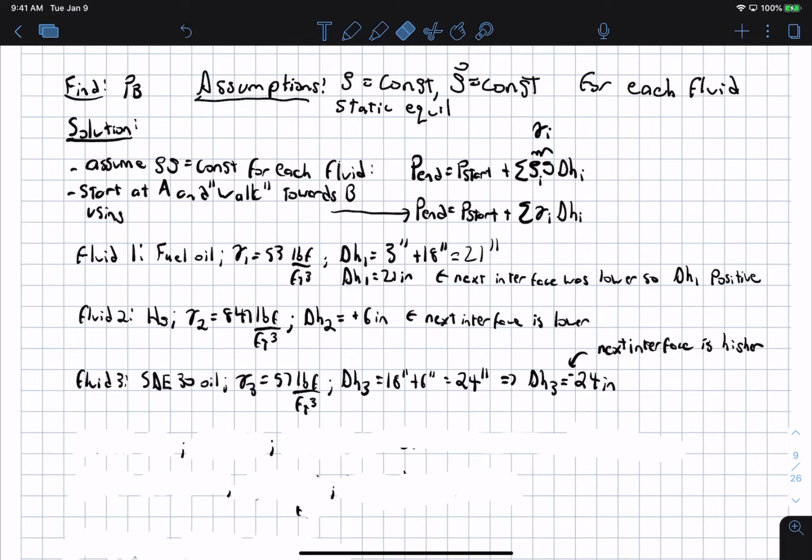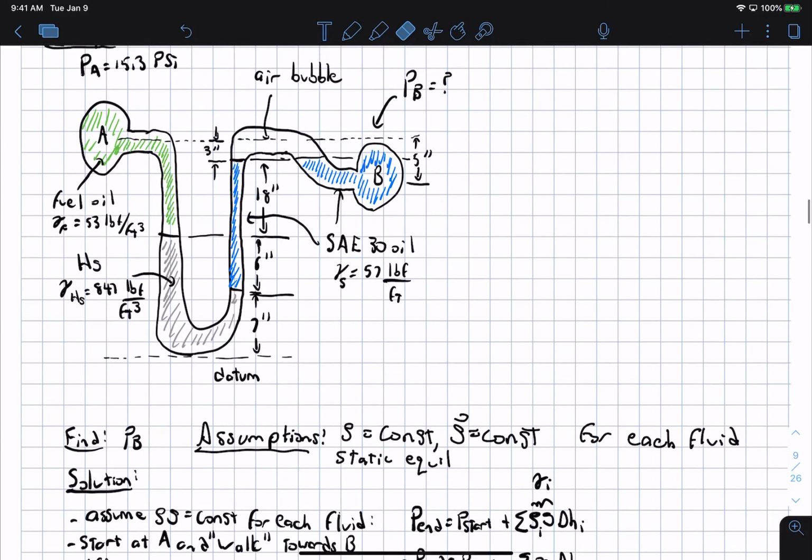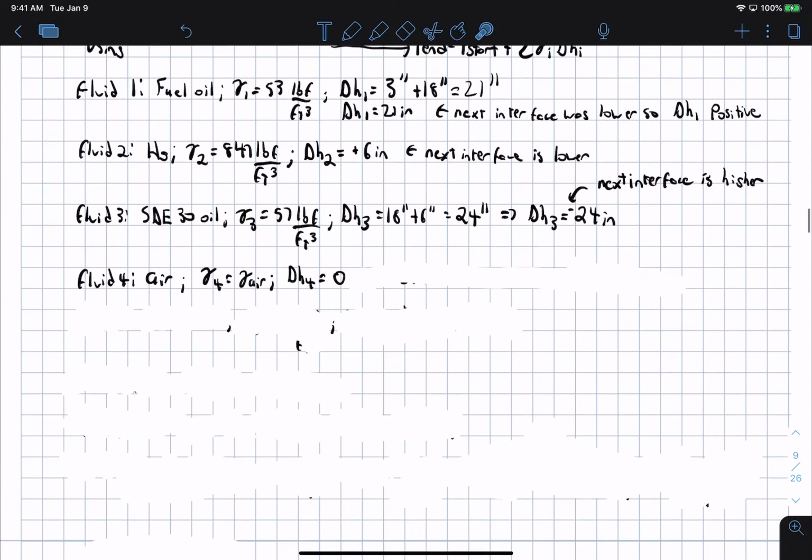And now we are in fluid 4. Fluid 4 is the air bubble. And so gamma 4 is just gamma for the air. And it turns out that delta H4 is 0. And the reason that it's 0 is because we start over here, we go up 3 inches, over, then down 3 inches. Okay?